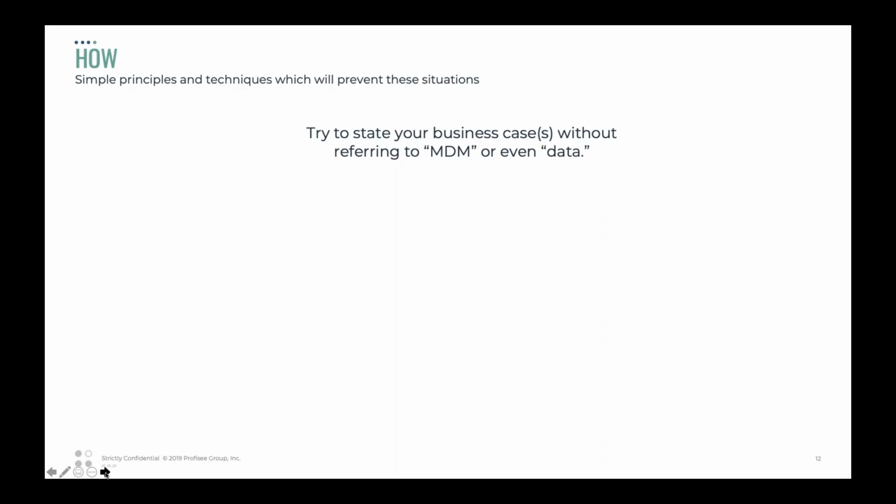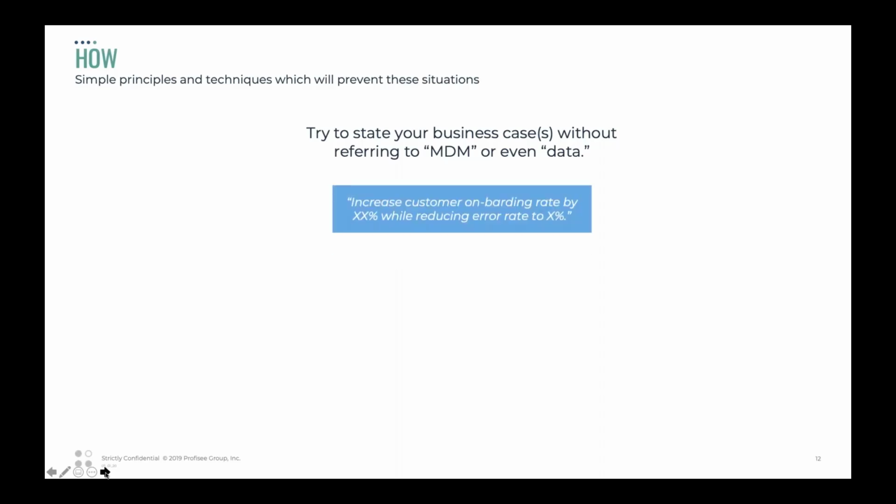So the first one is kind of simple, but it can be very, very difficult, even for business executives. Try to state your business outcomes or business case without saying data. An example of that is I want to increase customer onboarding rate by 30%, reducing my error rate to 5% from whatever it is now. And you might monetize that, and I'll get to that more specifically in a second. But this is what we're talking about. You don't really see the word data there.